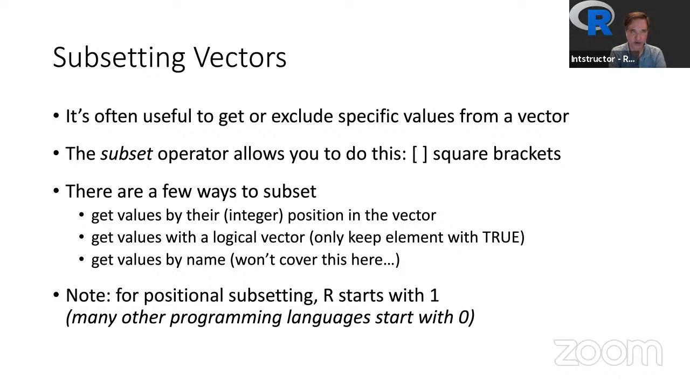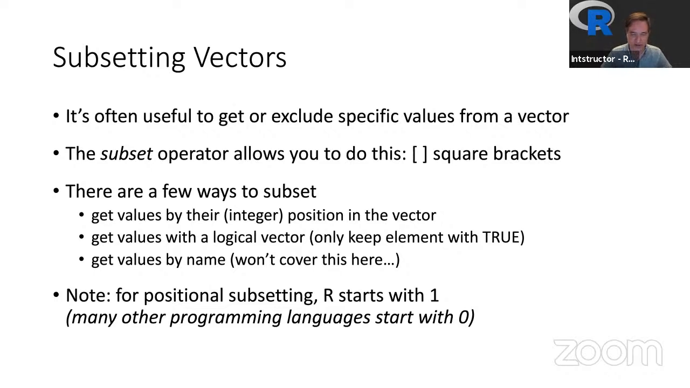For vectors in R, we're going to be using a subset operator, and we're going to use square brackets to accomplish that. We'll see examples here, but just note that we're using square brackets, not the curved parentheses that we use for functions. There's a couple of ways we can do it. We can subset by integer positions in the vector. We can use conditional expressions like the logical vectors we've just been working with. Or we can get values by their name, but we're not going to cover that here. That's a little more complex.